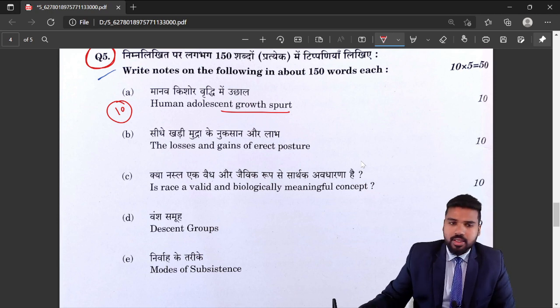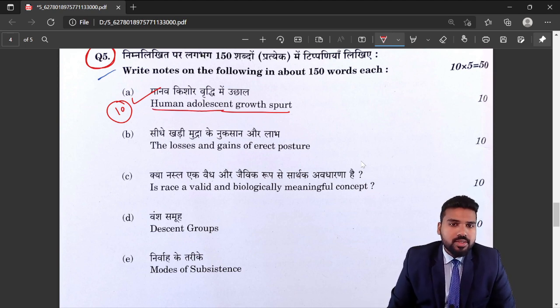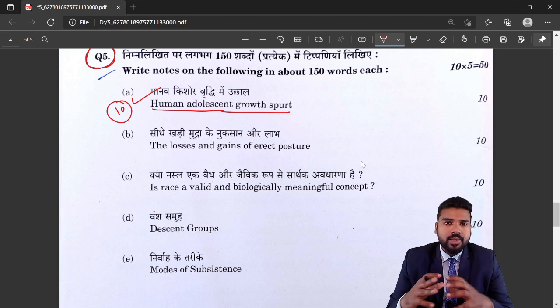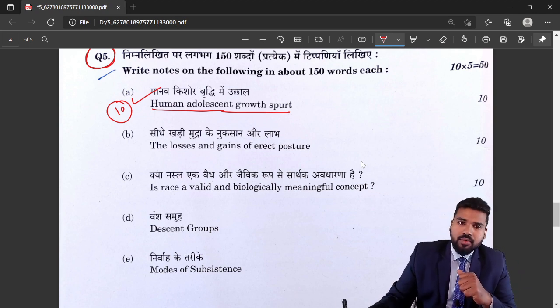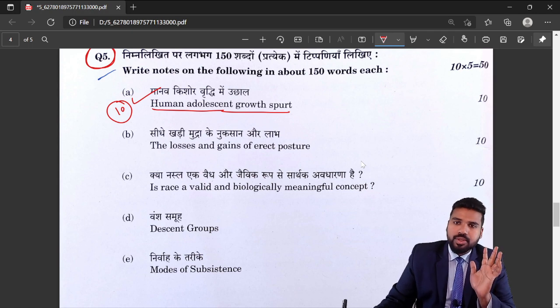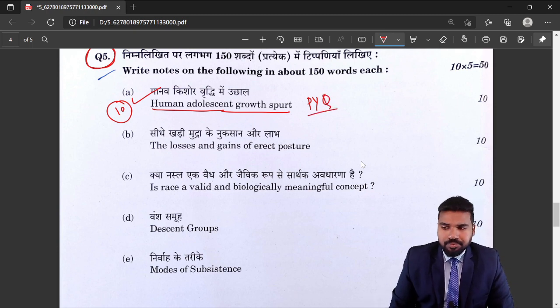We have discussed it. Nitish, you were there also in that session, where we discussed human growth and developmental stages, particularly with respect to the adolescent growth spurt. So during adolescence, like 12 to 14 years, in that range, there is a spurt in growth. There is a rapid growth which you see in the early days. So that we have to write in a brief note. Okay, a straightforward question, based on previous year question themes.